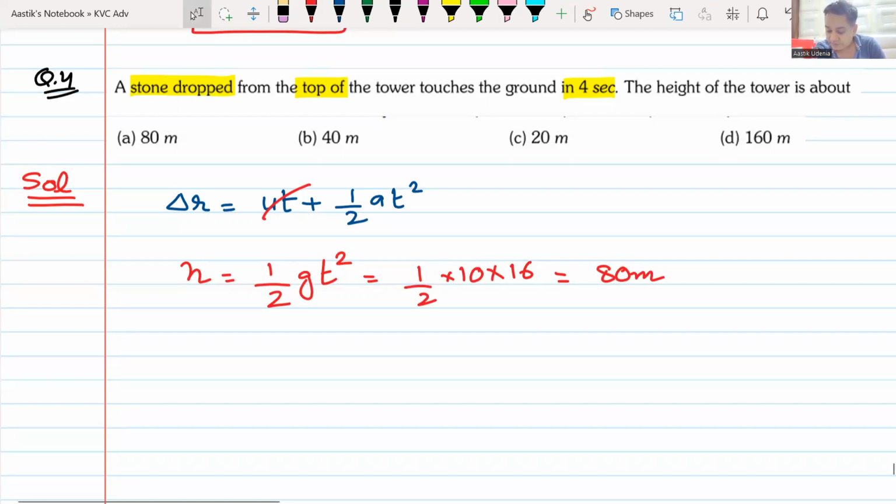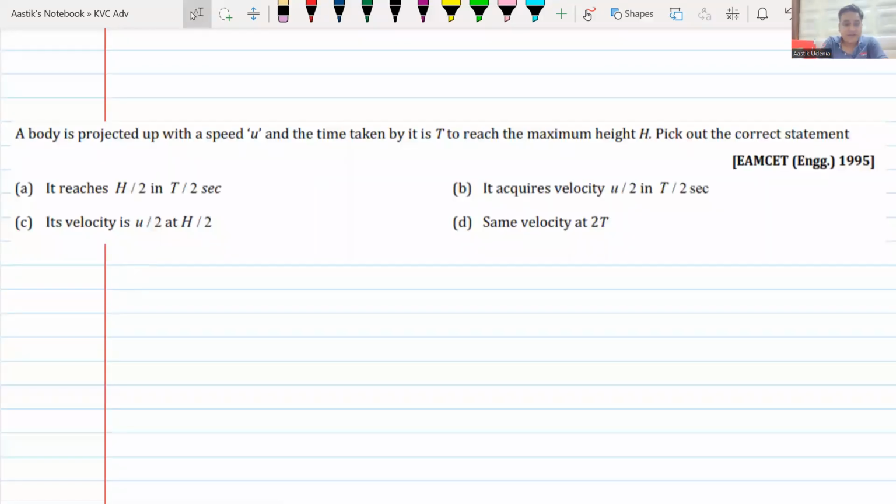And here comes the next question on your screens now. Let us see if you can do this. A body is projected up with a speed u, and the time taken by it to reach the maximum height h is t. Pick out the correct statement. It came in an engineering entrance exam. That came in JEE Mains also.